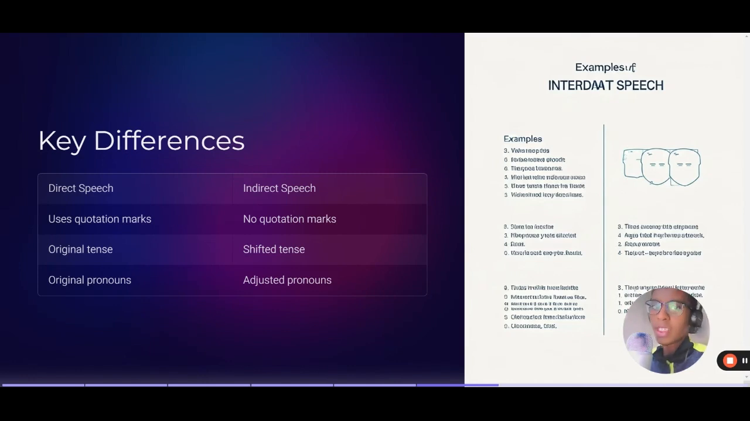Now, let's touch on reporting verbs. These are verbs like say, tell, ask, explain, and remark that introduce the reported speech. For instance, she explained that the meeting was postponed.